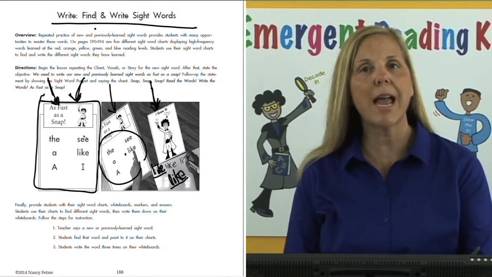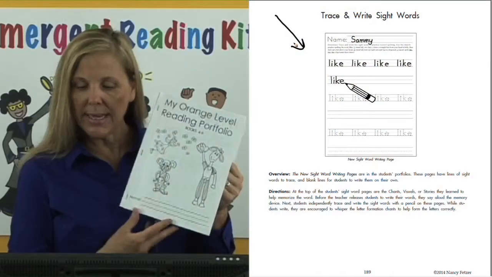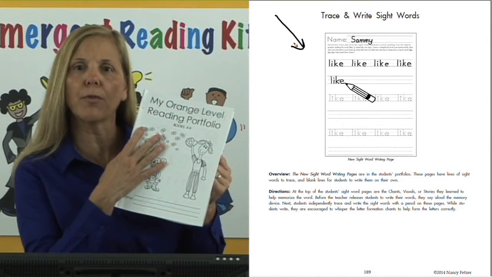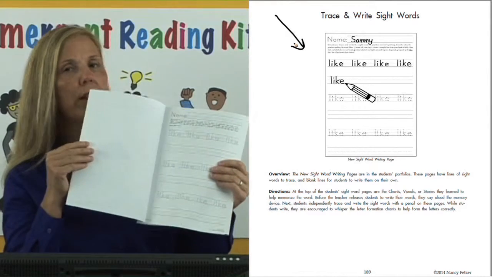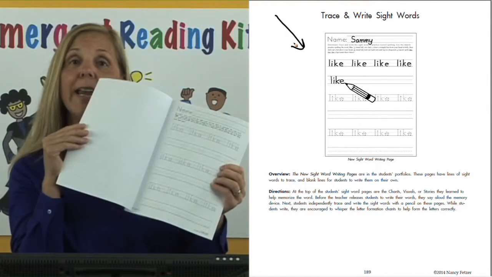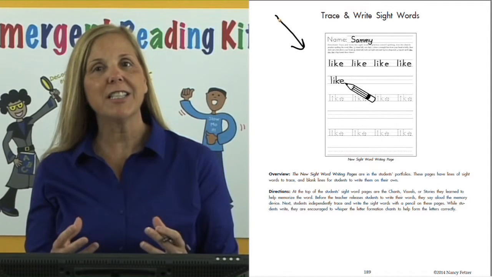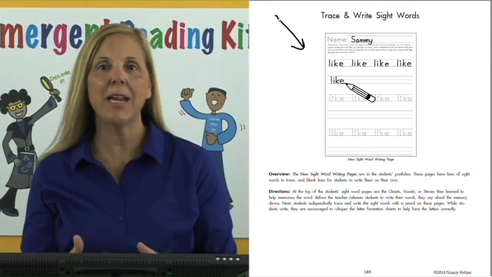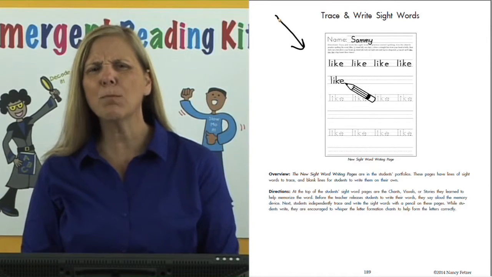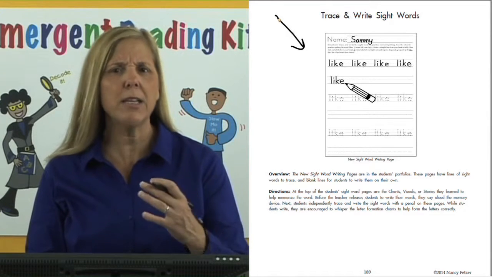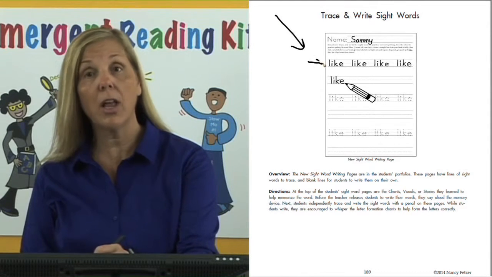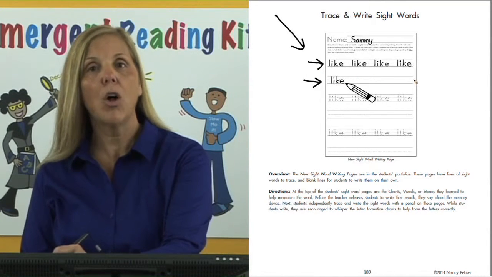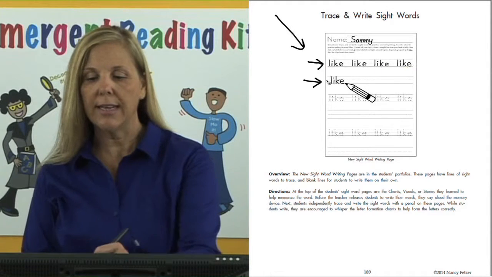The Black Line Masters for the As Fast as a Snap charts that display the student sight words are on pages 190 through 194. Finally, on page 189 is the new sight word writing pages, and they're in the student portfolios. For example, in this portfolio, the students are writing the word like on this page. This is the point in the writing instruction where the students are now using paper and pencil. These pages are mainly used for students to independently practice tracing a line of the sight words, then writing the sight words, and as you can see, 4 different times on the row below it. So they would trace like, then write it.